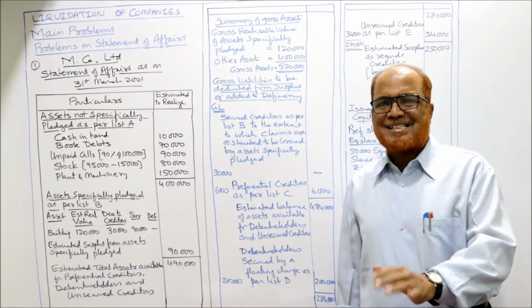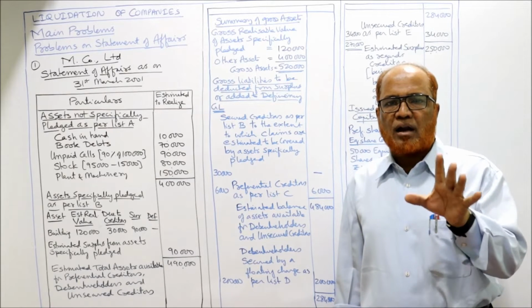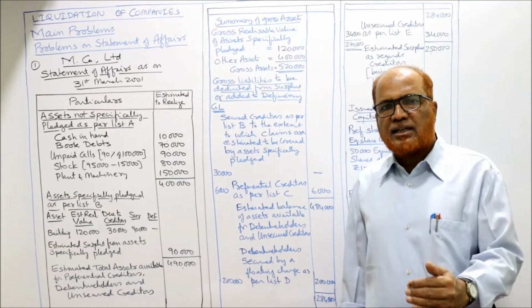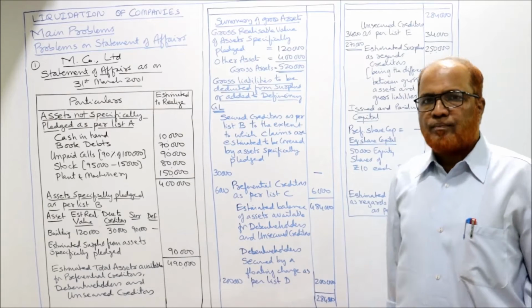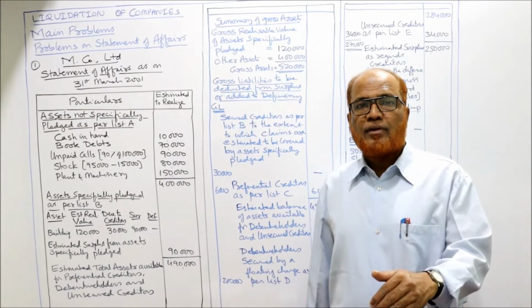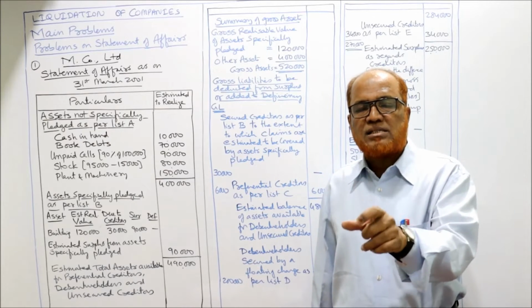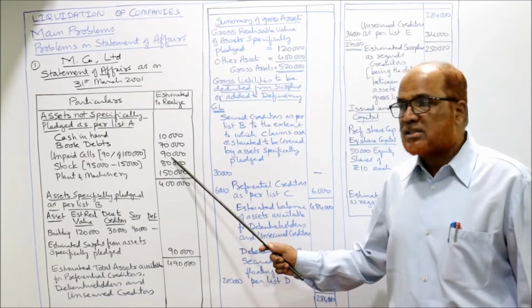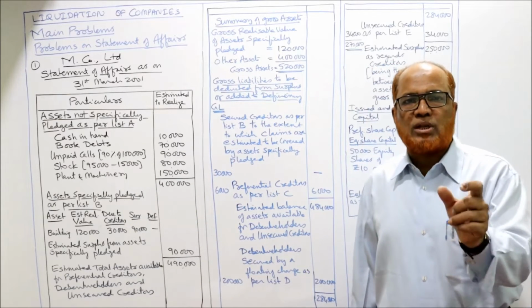Now you can see the asset side. Except building, all other assets are not pledged. So all other assets except building we are going to take. Cash in hand, book value 10,000. Book debts is given 70,000 realizable value. Forget about the balance sheet value because it is given that the realizable value of book debt is 70,000. We'll take 70,000. Unpaid calls, calls in arrear. Unpaid calls means calls in arrear.